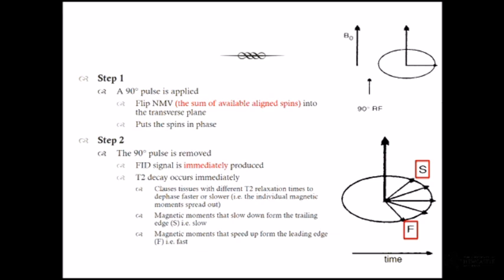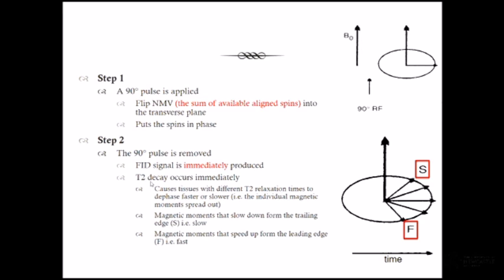So T2 decay occurs immediately. What I'm showing here is that where we have phase coherence, we will start to see those individual spins fan out. There'll be some that are moving slower and some that are moving faster. They're doing that because they're chemically different. Those protons are bound to different chemical species. Might be fat, might be water, might be bone, might be a tumour. But they will be different amongst the different tissue types that we're examining.